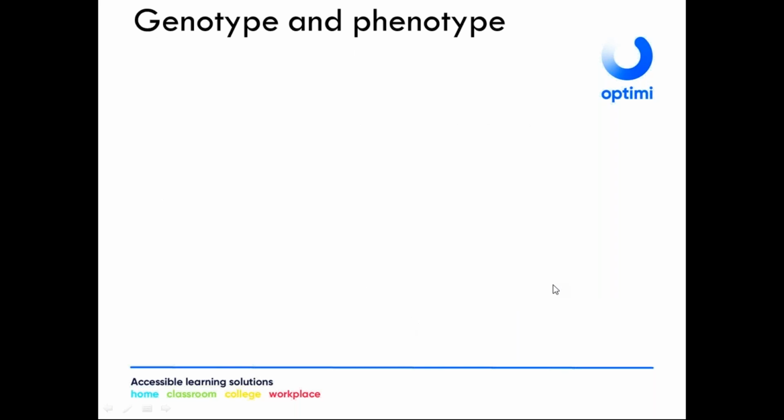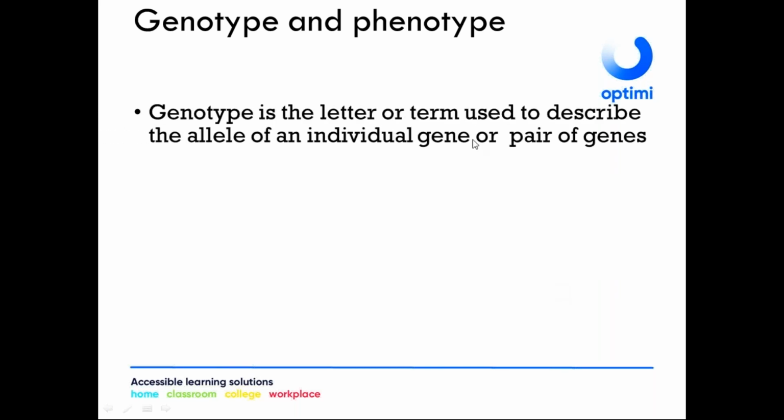Now let's look at genotype and phenotype. Genotype is the letter or term used to describe the allele of an individual gene or pair of genes. We use letters to represent genotypes. It can be a gene for eye color or a gene for hair texture, or a gene for face shape, a gene for the color of a plant, or a gene for the length of a plant. So a genotype is a letter that represents an allele for an individual gene or a pair of genes.